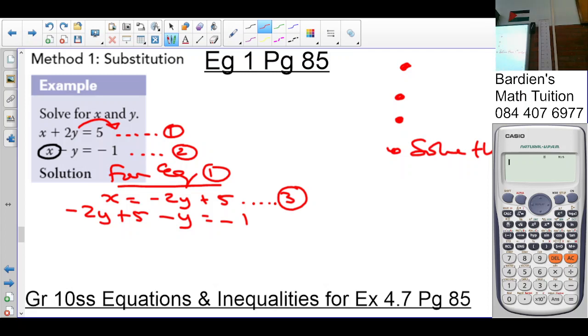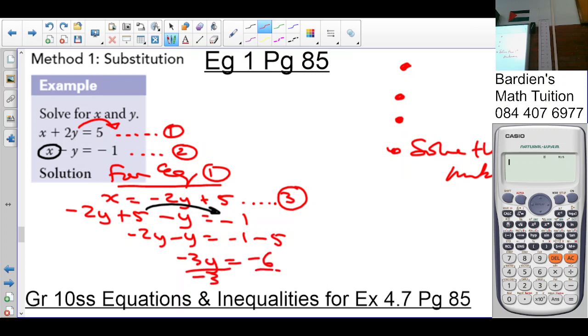In this case, it's going to be 1. Solve the first unknown. Okay, so let's solve for y here quickly. We take the 5 over the equal sign. Minus 2y minus y is equal to negative 1 minus 5. What is minus 2y minus y? Negative 3y is equal to negative. Divide by negative 3 both sides. Y is equal to?